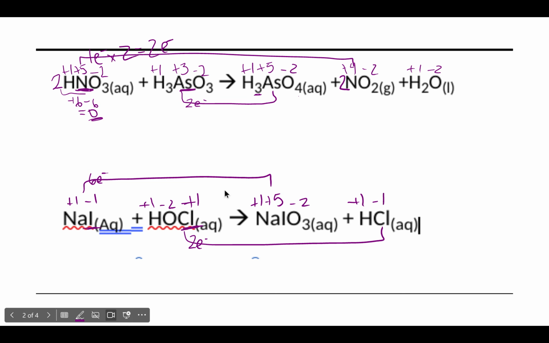We can just go straight to multiplying the HOCl by 3. So it also has an exchange of 6 electrons. To show that, put a 3 in front of the compound, and then we're going to balance the rest by inspection. And to have this one balanced, we just need the 3 there.